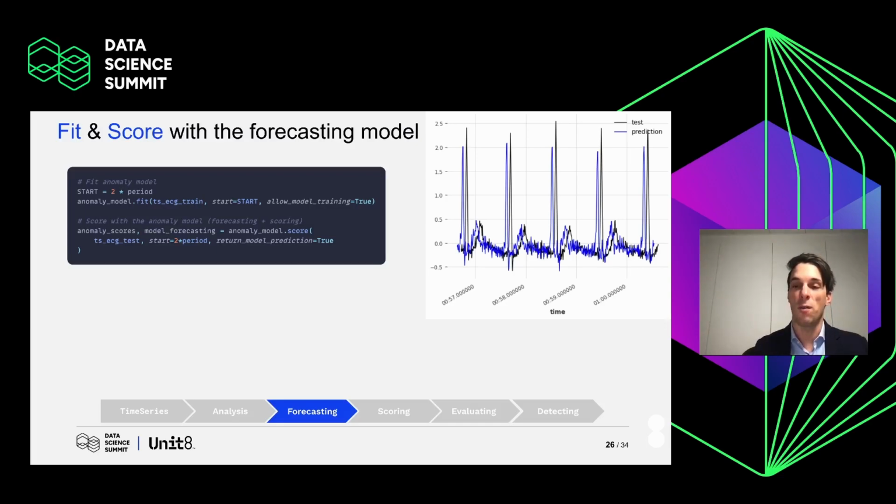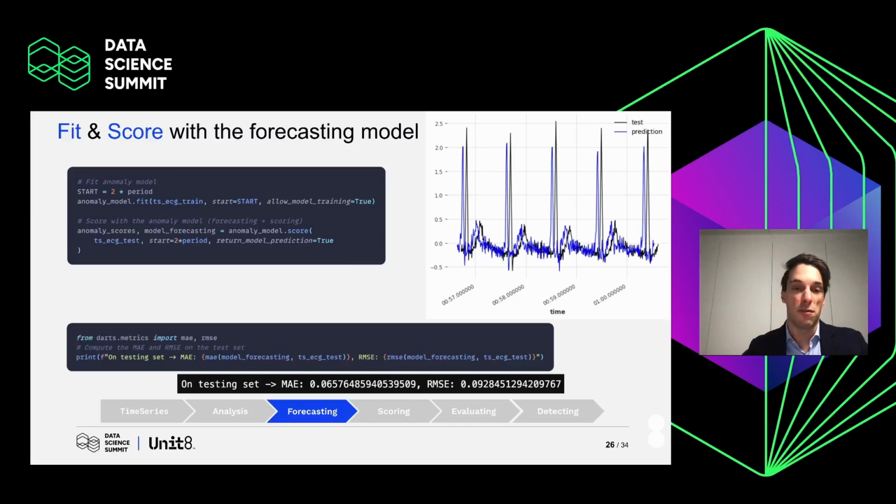To illustrate how well the linear regression model is able to predict, on the right hand side we see the test and the predicted dataset, with an on-purpose injected shift for visualization purposes. Evaluating how well we forecast is also very simple. From DARTS we can just import certain metrics like mean absolute error or root mean square error, and then with a very simple line we can evaluate how well the model performs.